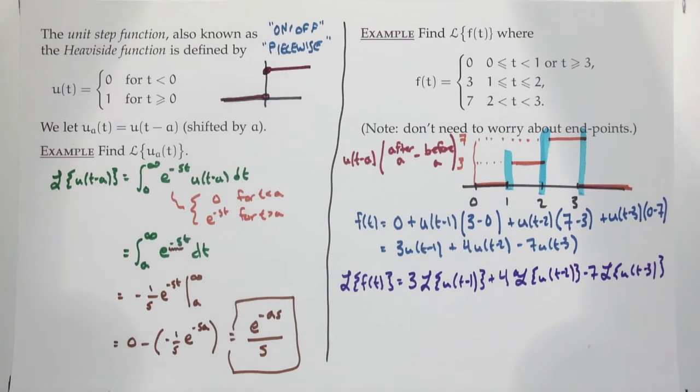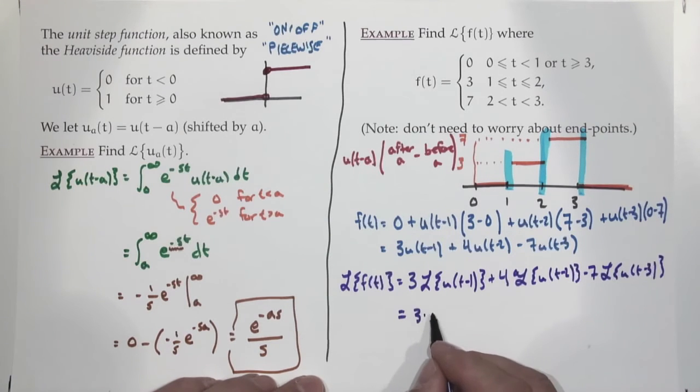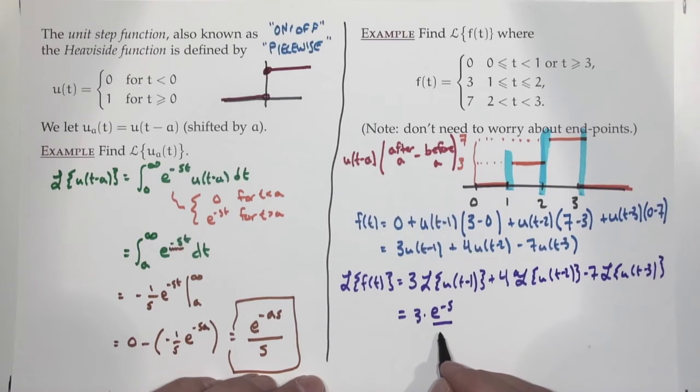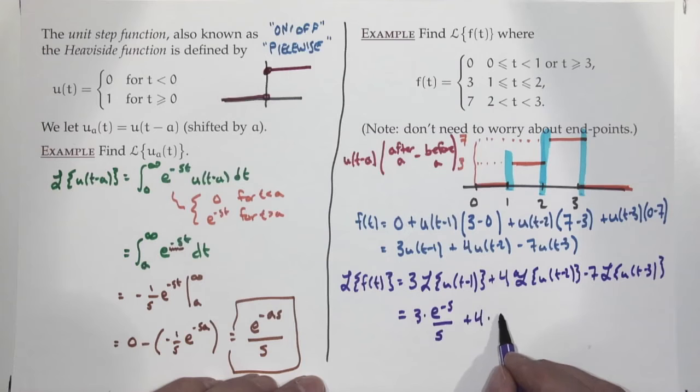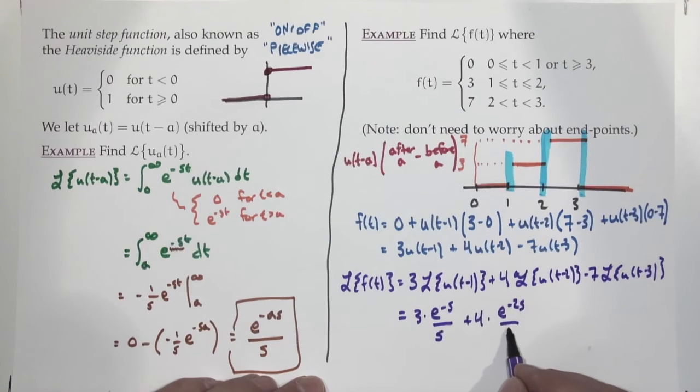Well, what is u of t minus 1? The Laplace transform of that. So that's a equals 1. So that's 3 e to the minus s over s. Plus 4, what comes next? e to the minus 2s over s. Minus 7, last one, e to the minus 3s over s.